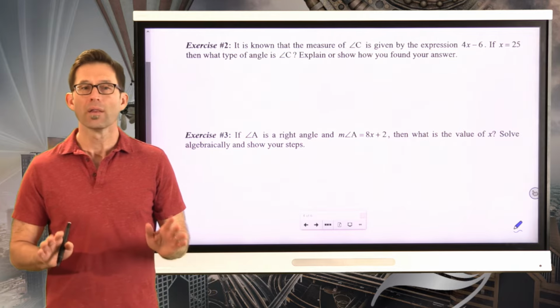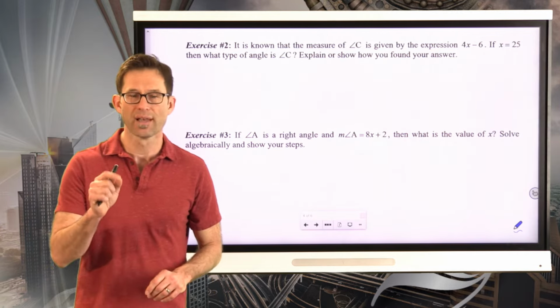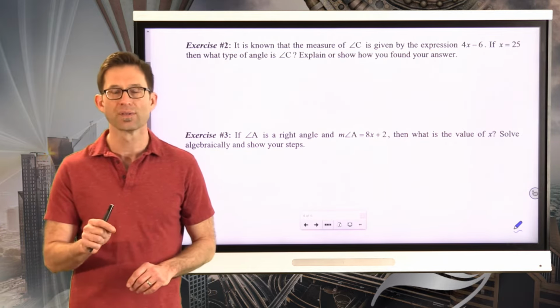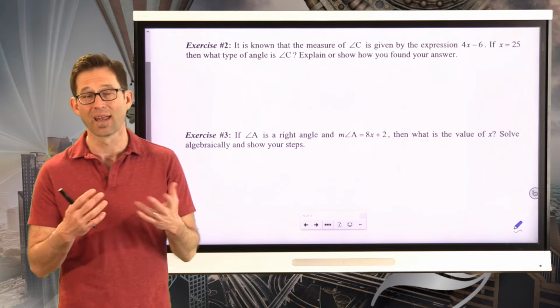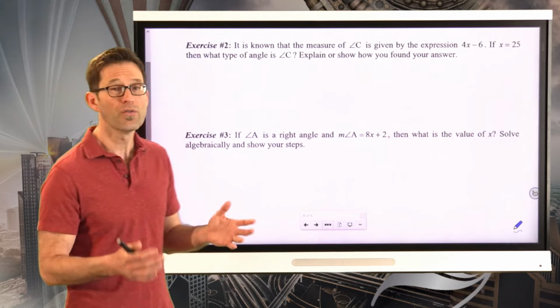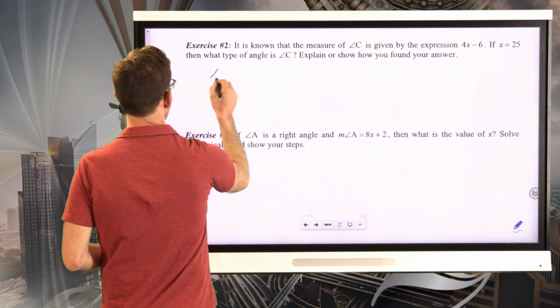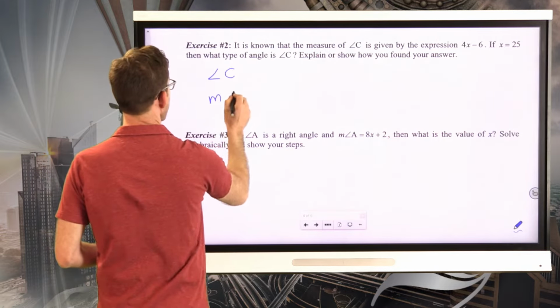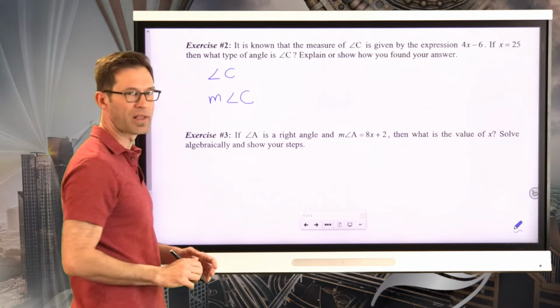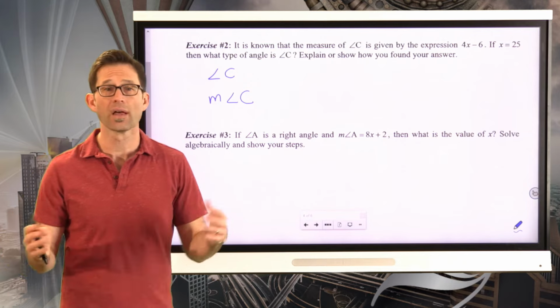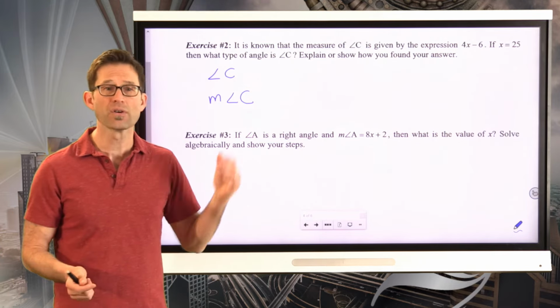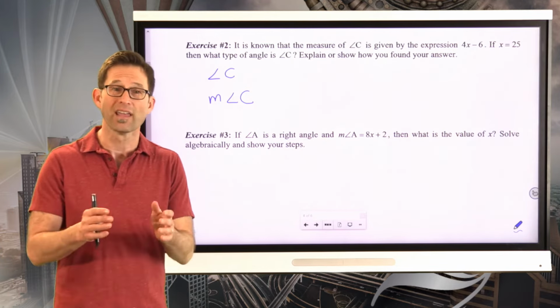All right, so let's talk about something. Last lesson, we did talk about the measures of angles, but I want to mention something that I should have emphasized in that lesson, and I really didn't much. You've got angle C, and then you've got the measure of angle C. And they're slightly different things. Angle C is actually a collection of two rays, so it's a collection of infinite points. The measure of angle C is actually its degree measure.